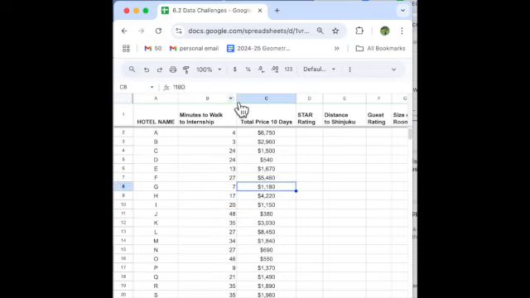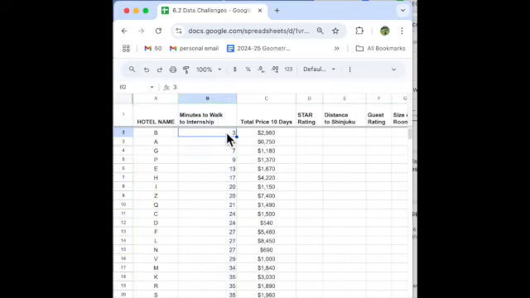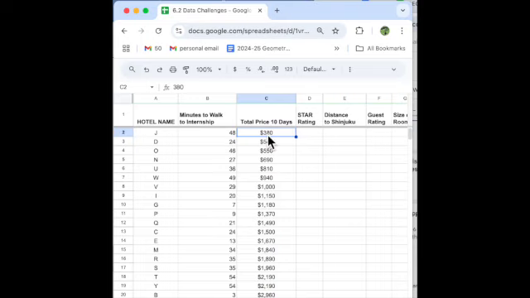So you might think, well, let's go ahead and see which one's the closest. So you sort it, A through Z, and B is the closest. But the price for B is a little high, so we can go to the price and sort that one. Well, this one's way cheap, but it's a 48 minute walk, which is pretty far.